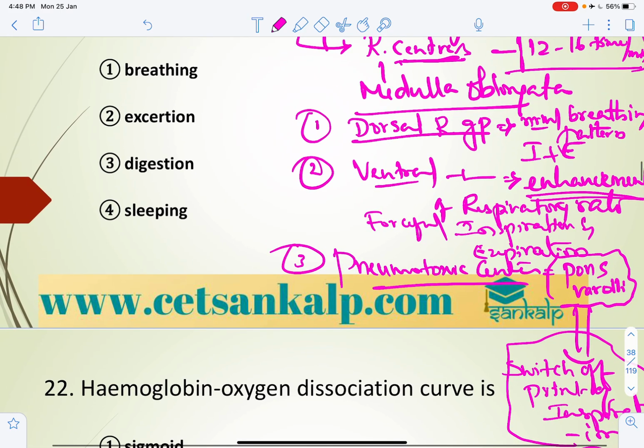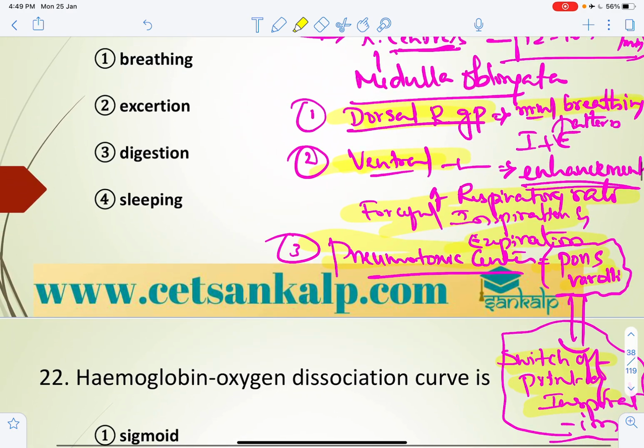So there are three respiratory centers: the dorsal respiratory center, the ventral respiratory center. Dorsal means normal breathing, ventral means forceful breathing, forceful inspiration and expiration, and the pneumotaxic center, that is the pons varolii, which acts as a switch off point of inspiration.